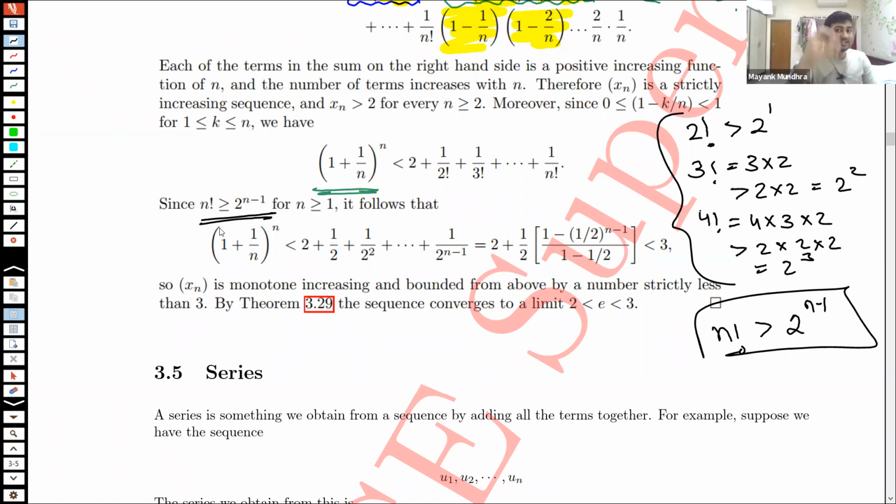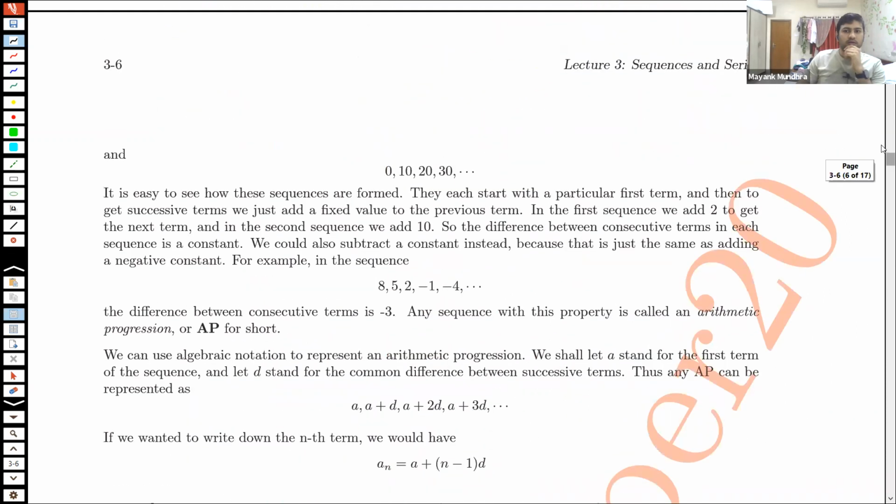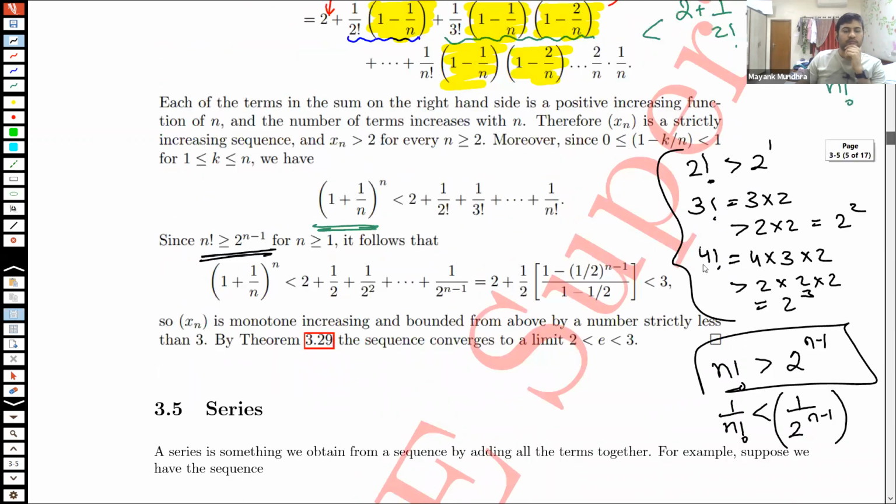So for all positive n values, this thing is greater than or equal to 1. So n is greater than or equal to 1. So this entire thing, you can now reverse this. So 1 by n factorial will become less than or equal to 1 by 2 to power n minus 1. Right? Okay. This is 1 by n factorial is less than or equal to 1 by 2 to the power n minus 1.